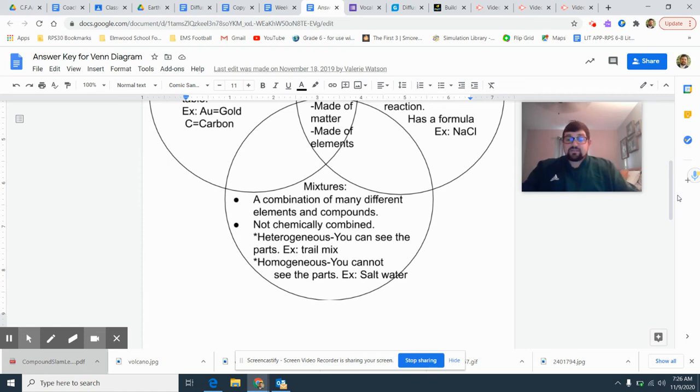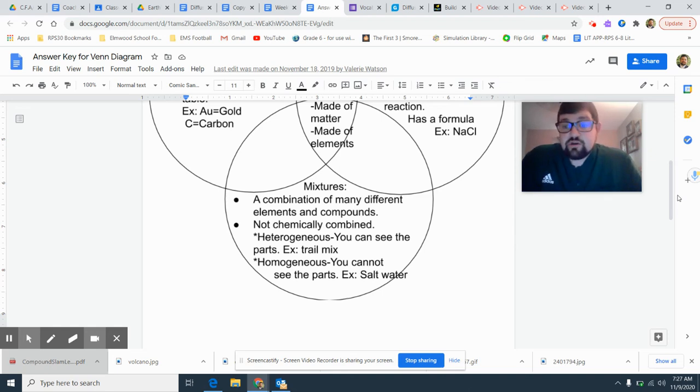A homogeneous mixture, you cannot see the parts. They're all mixed together. And the best example of this is really milk. But like I said, salt water, that salt is dissolved, so you can't see it. It's all clear. You can taste it, but it's all clear. But milk has so many different molecules and compounds inside of it, and it just looks like a white liquid, right? So milk is a really good example of a homogeneous mixture.